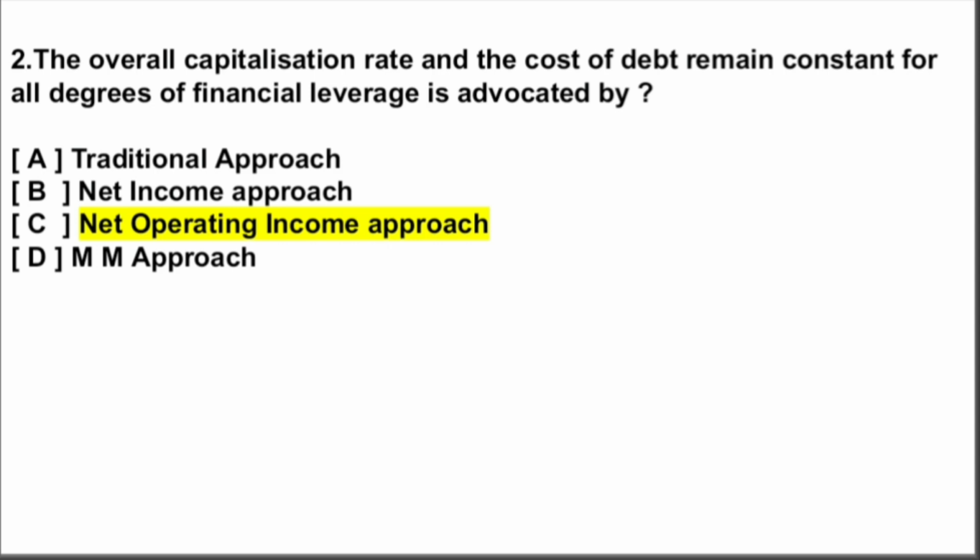This theory says that if we increase debt, KD remains constant and KE remains constant, and KO, the overall cost of capital, will reduce. If the overall cost of capital reduces, then the value of the firm will rise. And this theory is relevant. This theory says that capital structure decisions are relevant while determining the value of the firm. So we need to learn all of these capital structure theories while learning financial management.